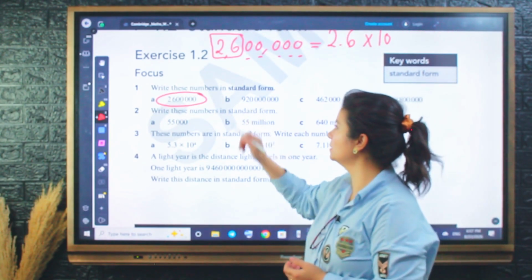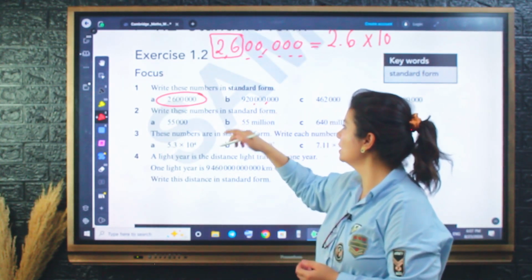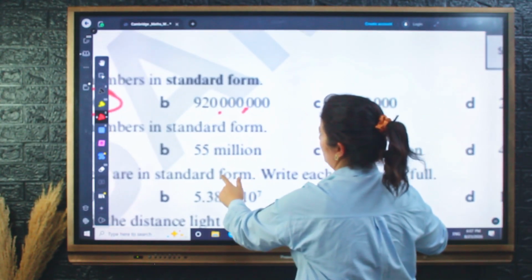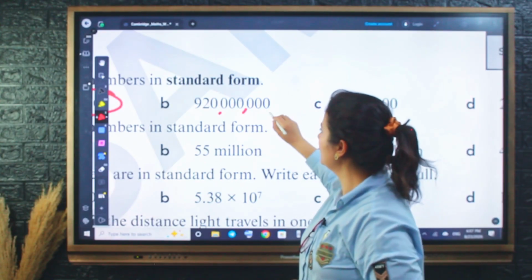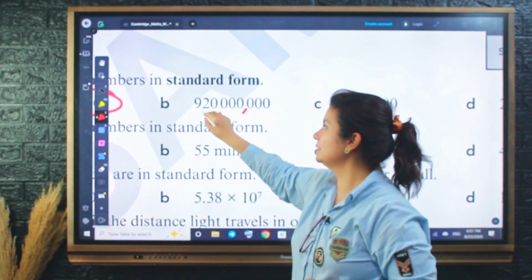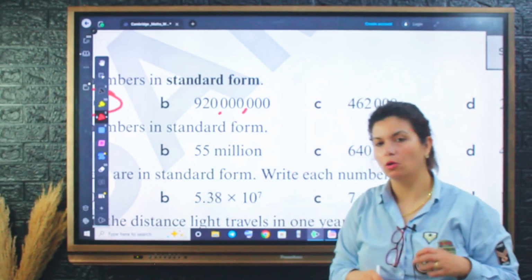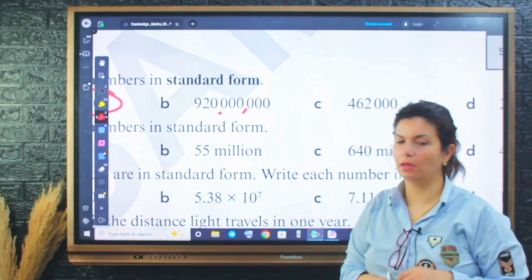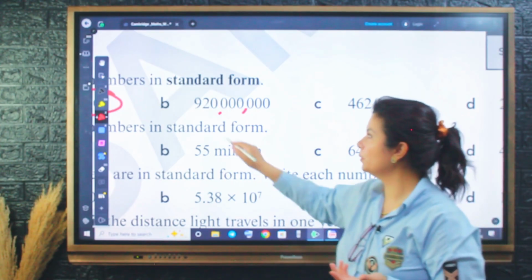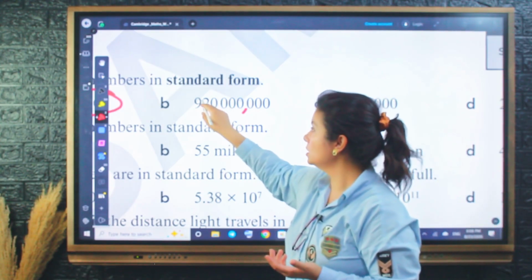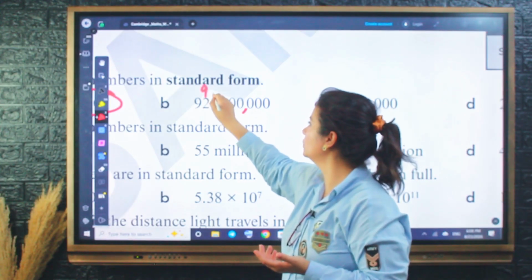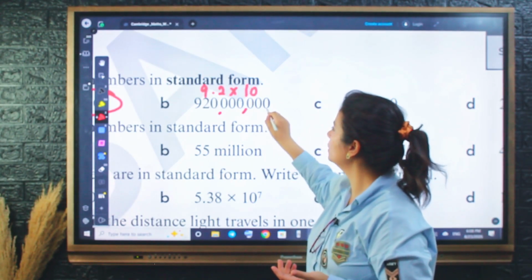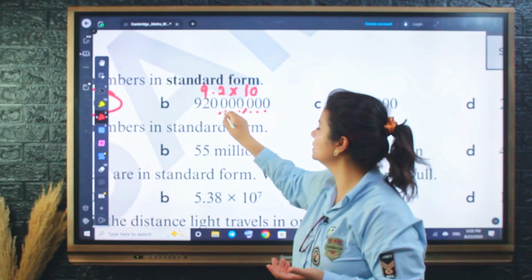Okay, let's see the next number here. How many zeros do we have in this number? This number has 7 zeros, and we still have a number larger than 10. We can put it in the standard form as a number, so we make this number 92 to be 9.2 times 10 raised to the power 1, 2, 3, 4, 5, 6, 7, 8.